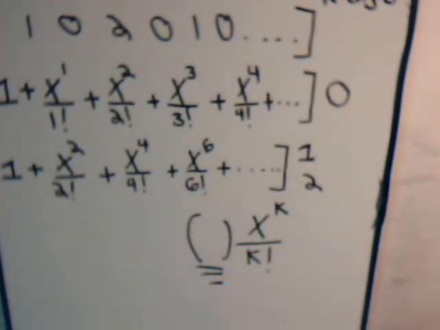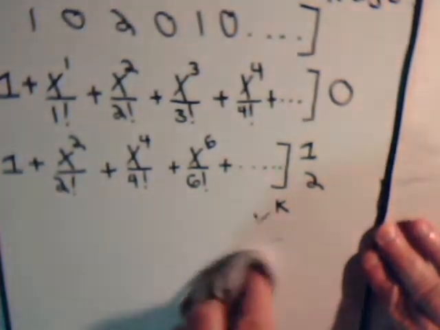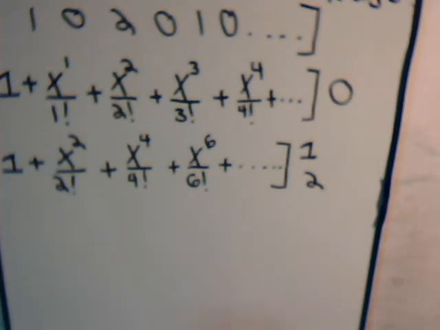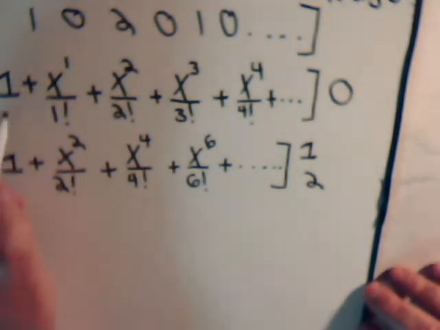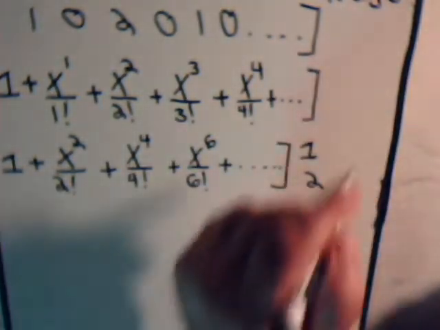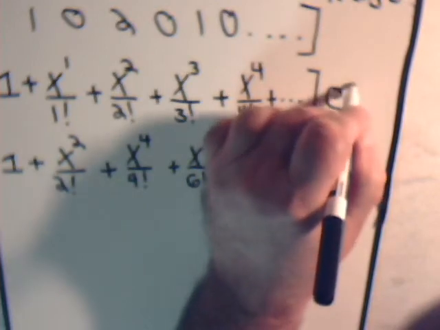Okay, now let's look at the top expression. That is the generating function for 0. That we know from our previous videos. We know what that is. That is just e to the x, right here. So this function is e to the x. So that is our generating function for 0.